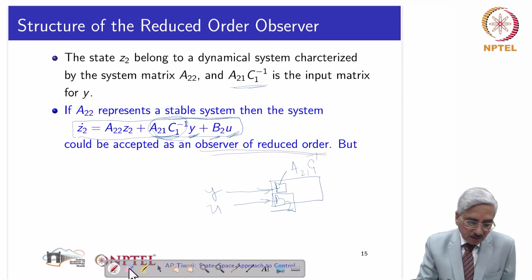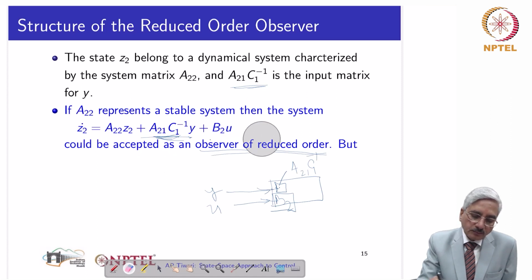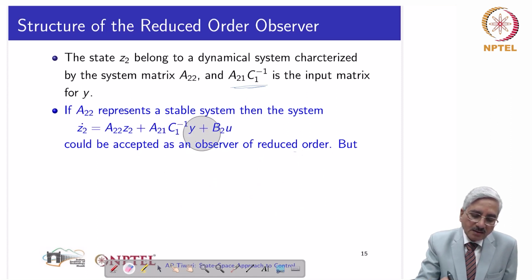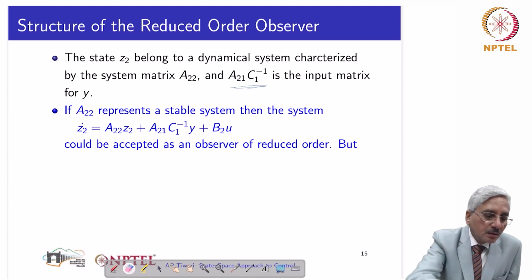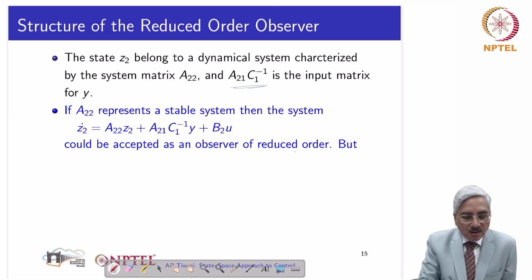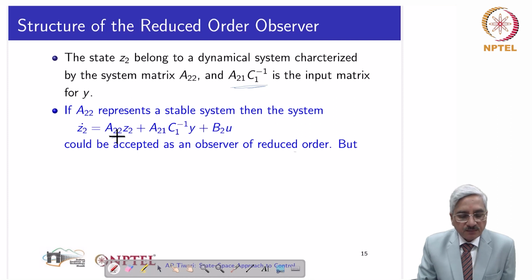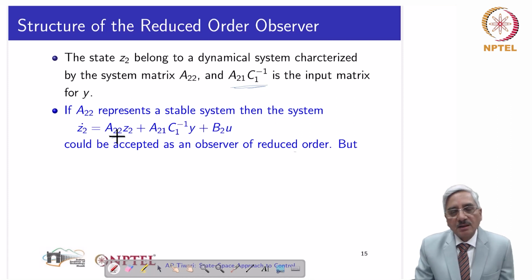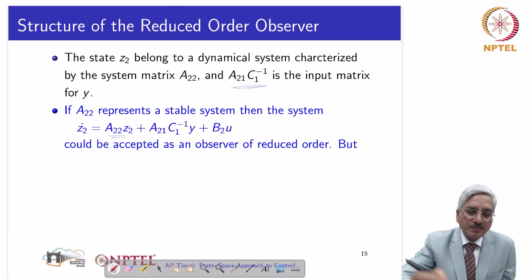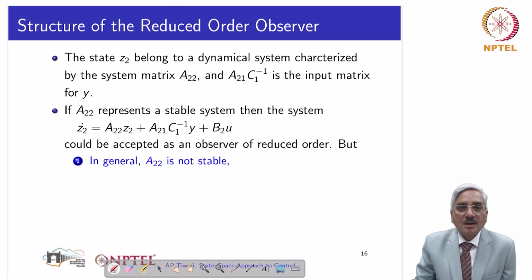Now this one can be accepted as it is if this A22 possesses the stability property, if its eigenvalues are in the left half s-plane, and if they are at the desired locations, then we do not need to do anything further. But that will happen only in very rare scenarios.